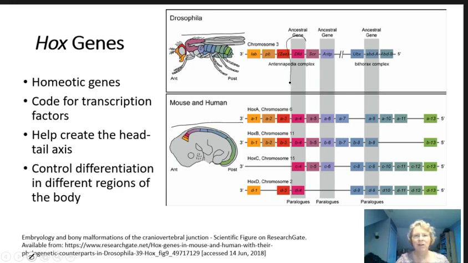So this illustration shows our ancestral genes shared by Drosophila, the fruit fly, and a mouse and a human. The more complex body plan of the human comes from duplication of this gene and then specialization in the different regions of the body, so that the genes are turning on other genes to create the structures associated with the head, the thorax, and the abdomen.